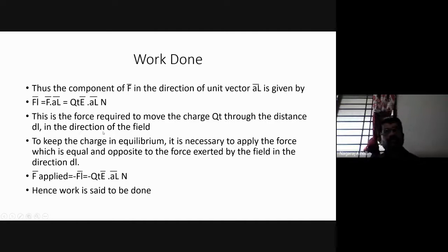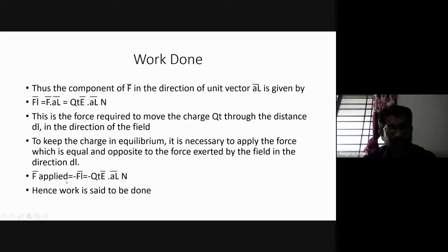Now next, if I want to maintain the equilibrium, the charge has moved a distance dl. Now I want to restore the charge position. If I want to maintain the equilibrium, then I have to apply a force opposite to this repulsive force, so that the charge will be in its original position, and that force value should be equal and opposite to the repulsive force, or to the component of the force which has moved the charge to distance dl. That is, to keep the charge in equilibrium, it is necessary to apply a force which is equal and opposite to the force exerted by the field in the direction dl.